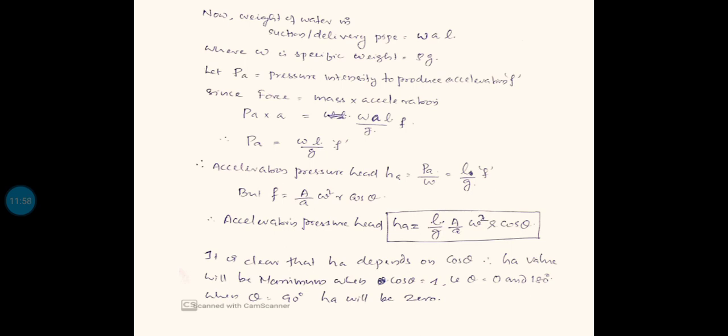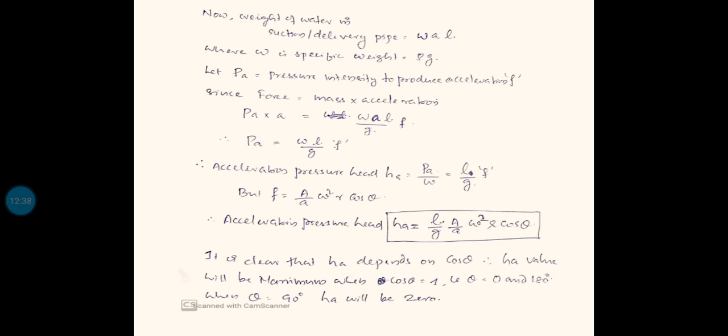If you want to apply this equation for the suction side, just replace L by LS, where LS is the length of the suction pipe, and replace small a by the cross-sectional area of the suction pipe. So LS by g, A by AS omega square R cos theta. Similarly, to find the acceleration pressure head at the delivery side, HAD equals LD by g, A by AD. I am replacing L by LD and small a by AD, the corresponding delivery side values. That's all.